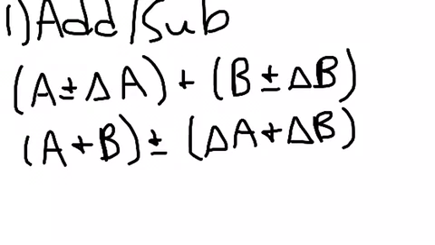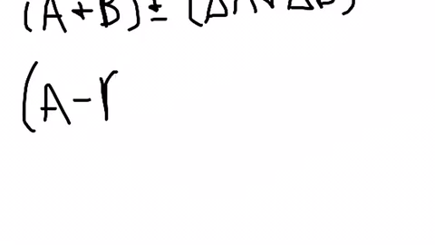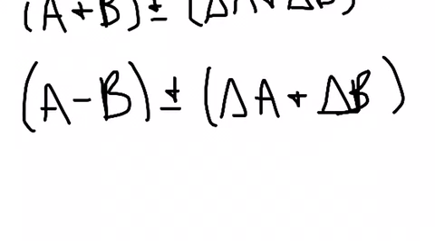Now, this is the case for addition. What if we want to subtract the two? That is absolutely fine. It's just going to be the difference between the two quantities, A minus B, with the exact same uncertainty. Delta A plus delta B. I apologize for my horrible handwriting, by the way.